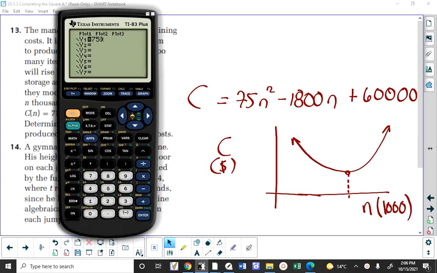Probably the most difficult thing with this question is going to be getting the right window settings so that you can see things, okay? But again, I'll give you some tips here. 75x squared minus 1800x plus 60,000.